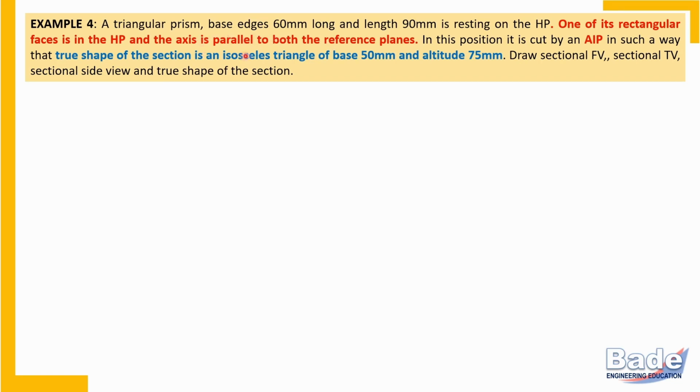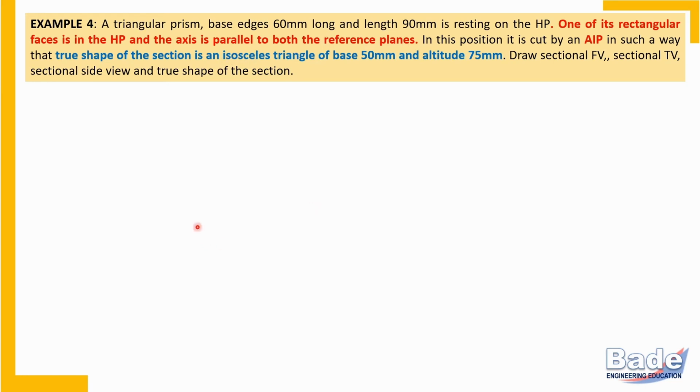Now, when the axis is parallel to HP and also parallel to VP, you should realize that the axis is perpendicular to the side plane, the profile plane. So true shape of base appears in the side view. If axis is perpendicular to VP, true shape of base is in front view. If axis is perpendicular to HP, true shape of base is in top view. And when axis is perpendicular to profile plane, true shape of base is in side view. In this case, we are going to draw true shape of base in the side view.